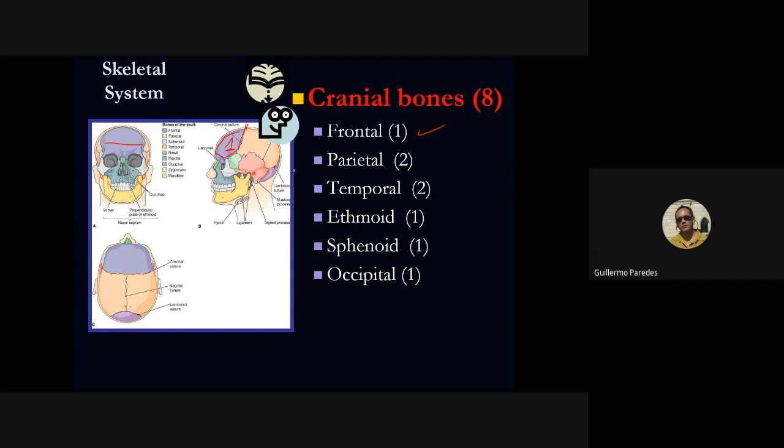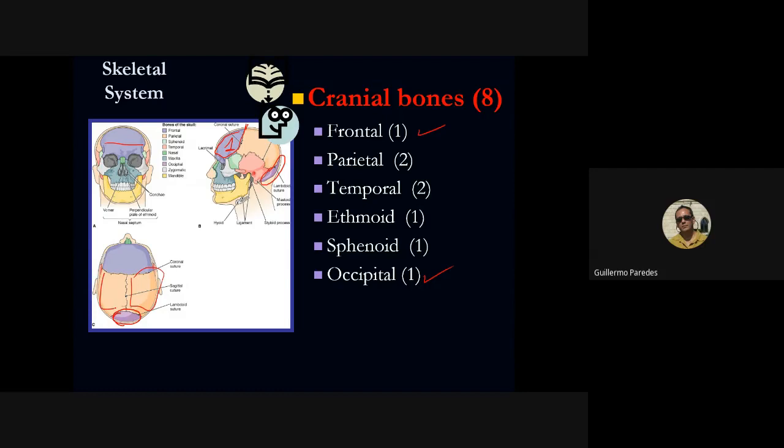The occipital bone is the posterior bone of the cranium, or the skull, if you want. In this case, that's a main difference. So this is the occipital bone. How many occipital bones do we have? One. Then we have two parietal bones. One parietal bone here, and another parietal bone. We have two parietal bones.